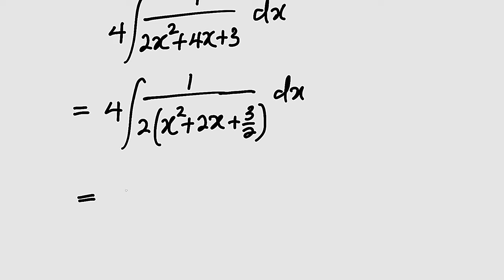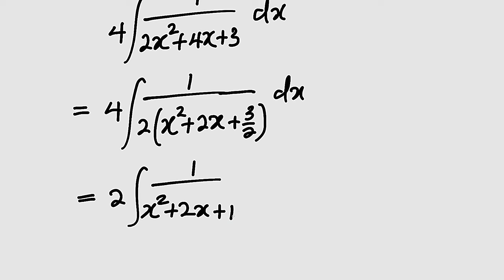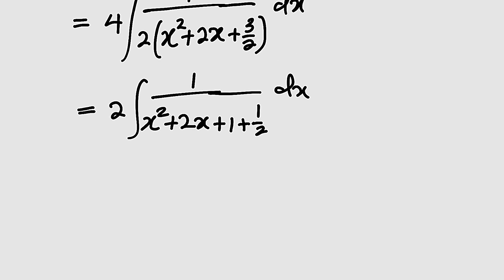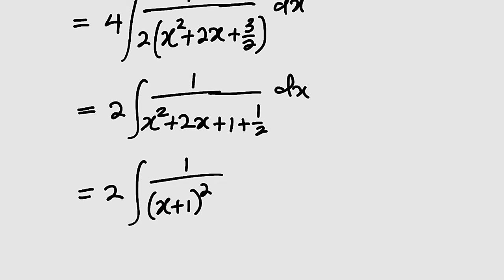We have 2. So this is equal to 2 multiplied by the integral of 1 divided by x squared plus 2x plus 1, plus 1 divided by 2. They're all the same thing because 1 plus 1 divided by 2 is the same thing as 3 divided by 2, dx. The first 3 terms can be factorized. This is equal to 2 multiplied by the integral of 1 divided by x plus 1 all squared. That is the first 3 terms.